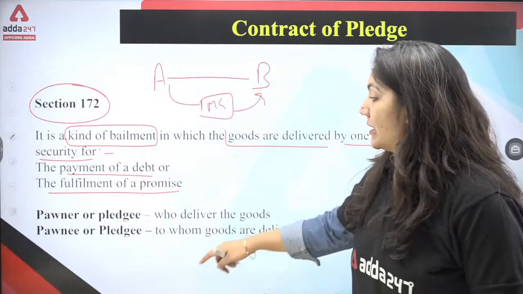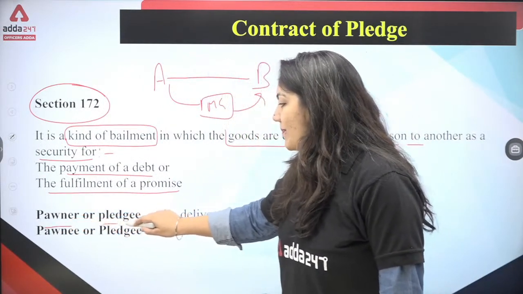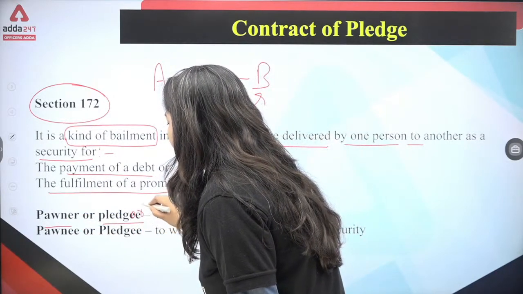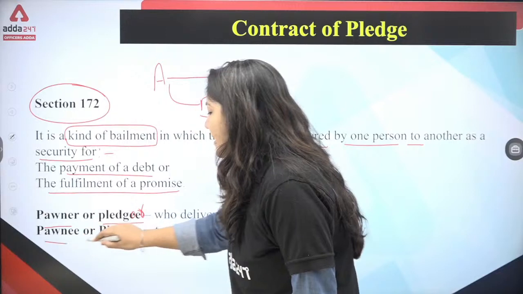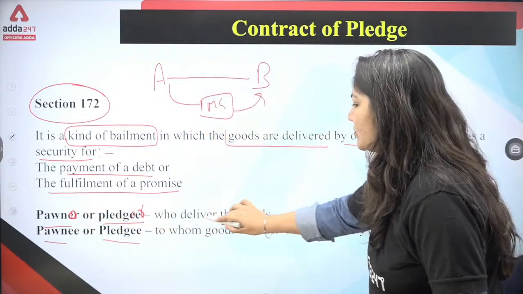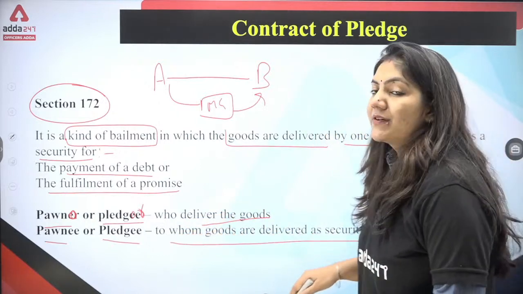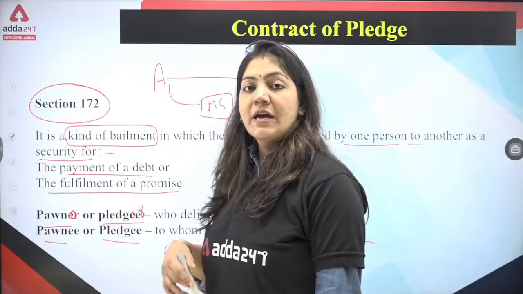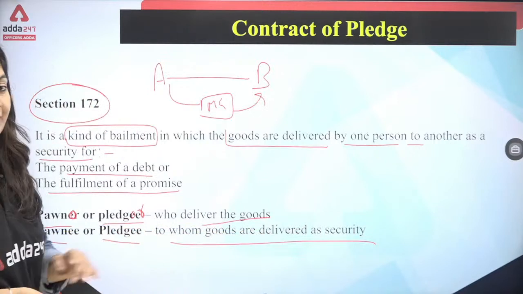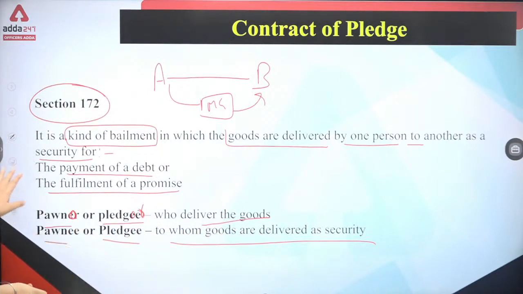Now you can see the two parties of the pledge. The first one is pawnor and pawnee. Sorry, this is pledger, and pledgee. Pawnor means who delivers the goods, and pawnee means to whom the goods are delivered as a security. So if I give a particular thing to the bank, the bank will act as a pledgee. So this is a very simple concept. Done.